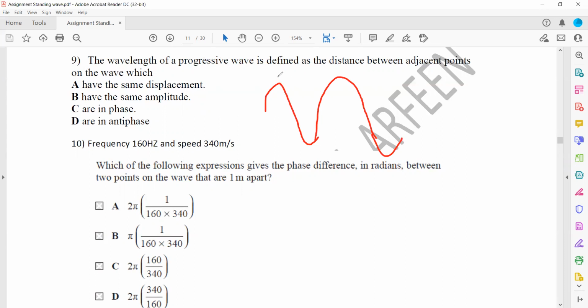Wavelength is the distance between the points which are in phase. Like a point at a crest and another crest, these points are in phase. A point at a trough and a trough, these points are in phase, so we call that distance the wavelength. So the distance between points which are in phase, we can refer to as wavelength.